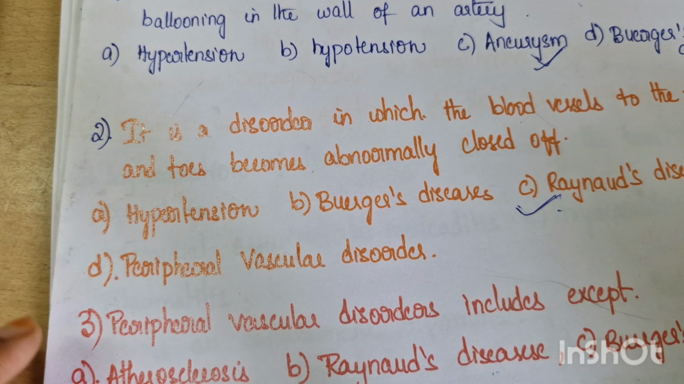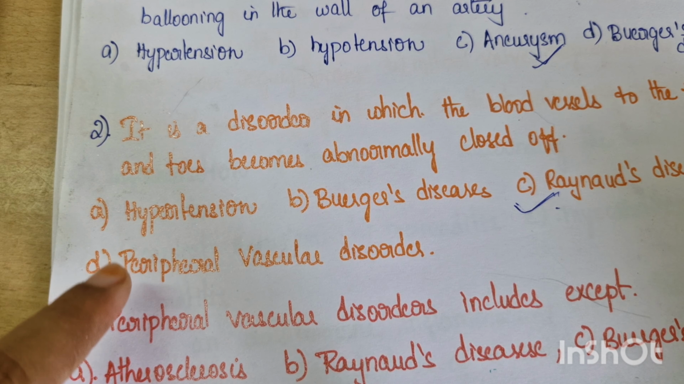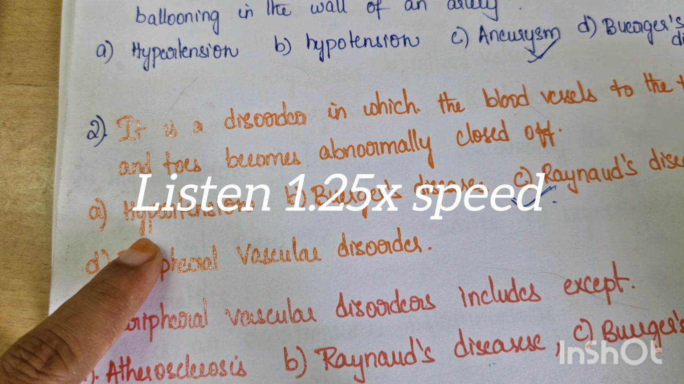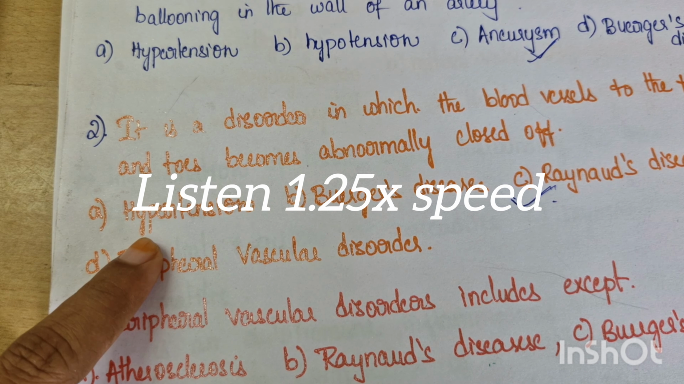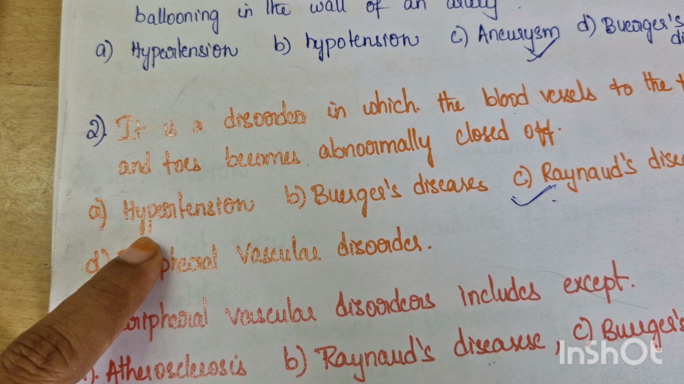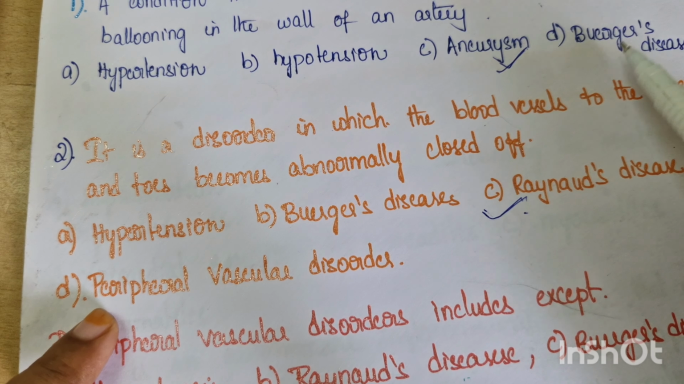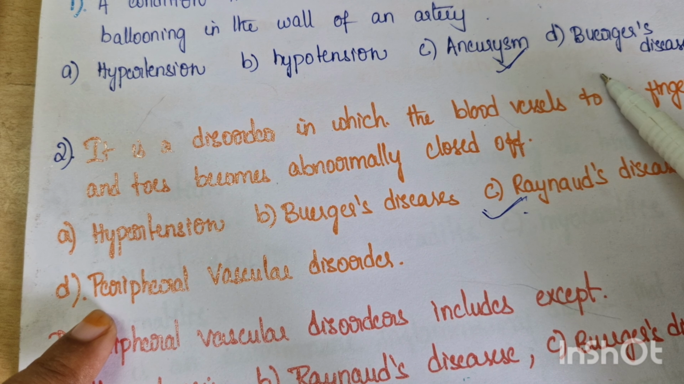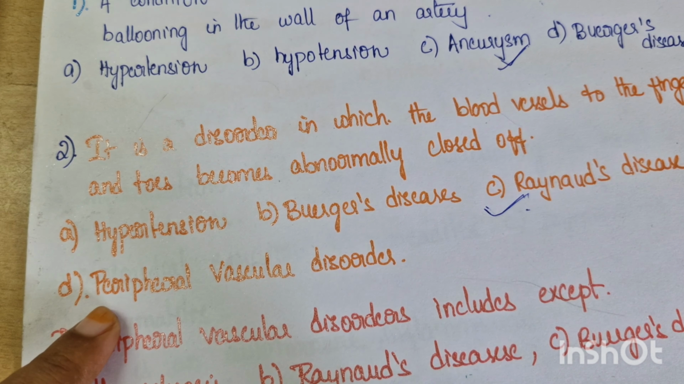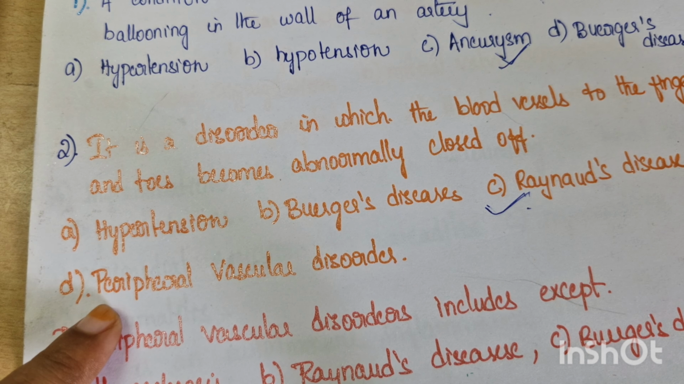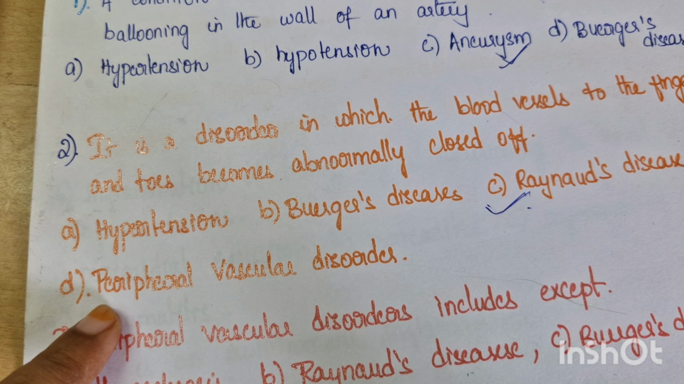Previously in the first question we discussed what hypertension is: the pressure exerted by the blood when it is flowing in the arteries. Buerger's disease we have already discussed here: it is the formation of clots and thrombosis, and because of that there is inflammation in the blood vessels.